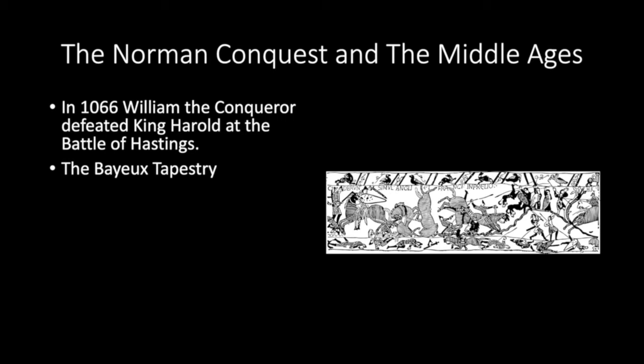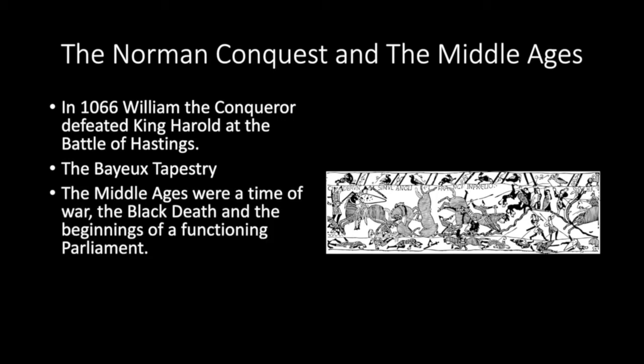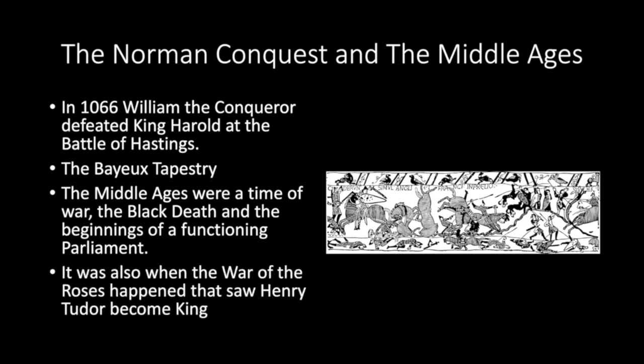The period after the Norman conquest, up to about 1485, is known as the Middle Ages. The Middle Ages were a time of war, the Black Death, and the beginning of a functioning parliament. It was also when the War of the Roses happened that saw Henry Tudor become king.